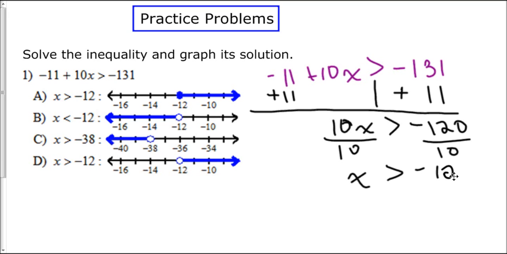negative 12. I look at my solutions here. I've got x is greater than negative 12, x is less than negative 12, x is greater than negative 12. So one of these, A or D, is correct. And I'm going to choose D because I have the open circle here. And that's how we graph that inequality.